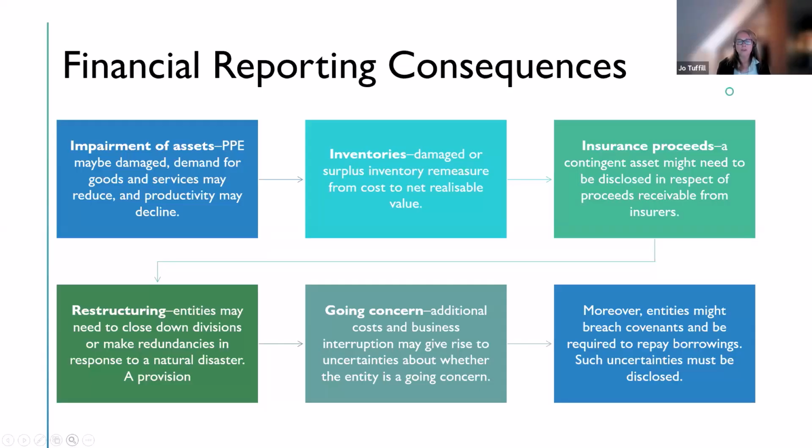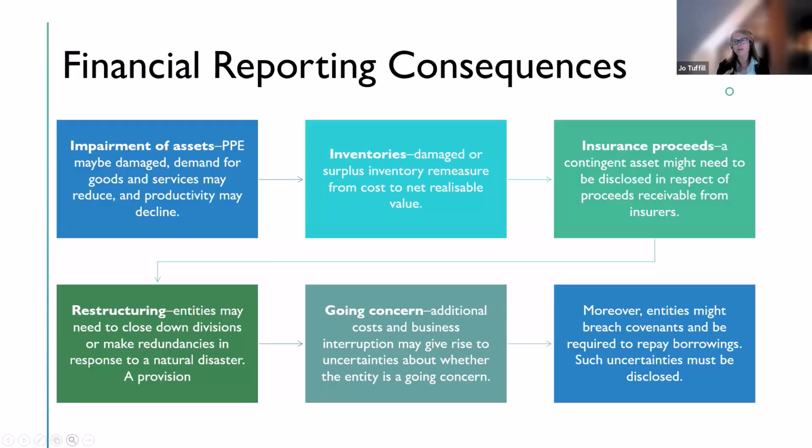The classic one you need to also look at is the entity now a going concern issue. And that is always got to be talked about. So you may have breached covenants, you may be required to repay borrowings, and uncertainties will also be disclosed. And if it's really bad, you need to change the accounts to be on a breakup basis. That is just a flavour of them.